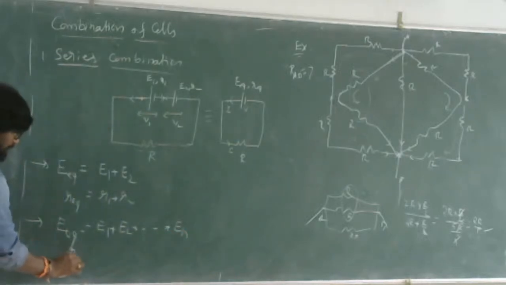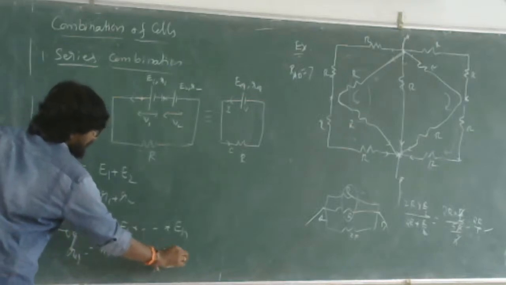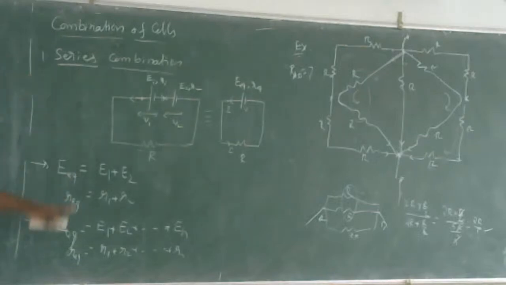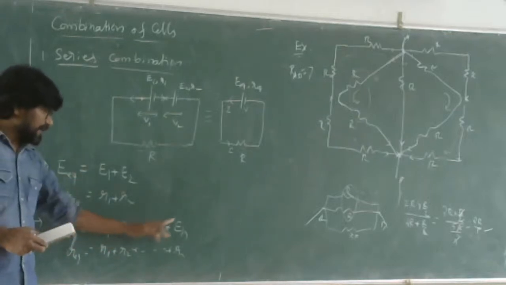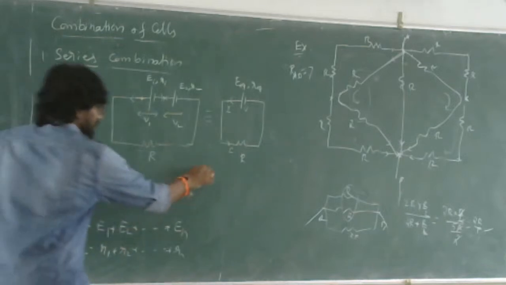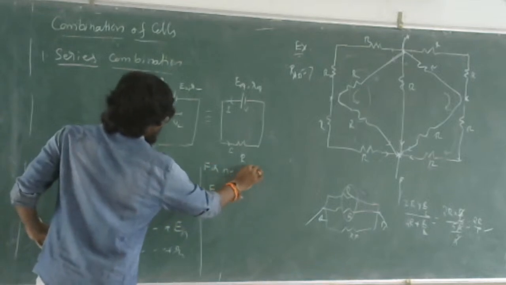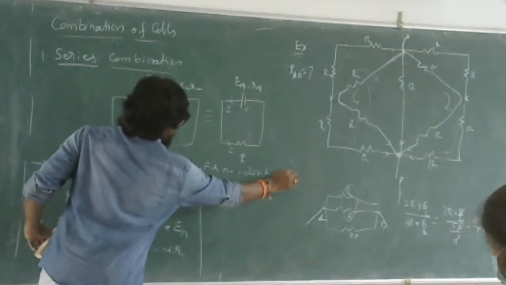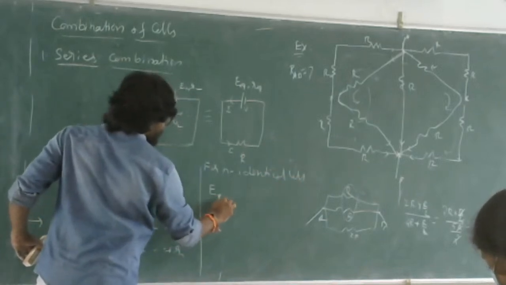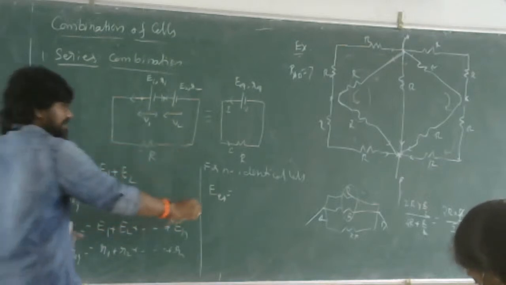Similarly, R equivalent is equal to R1 plus R2 plus so on plus Rn. And if these n number of cells are identical, meaning each cell has the same EMF E and the same internal resistance R, then what will be the effective EMF for n identical cells? E equivalent is equal to E plus E, 2E for 2 cells, 3E for 3 cells, and for n cells, n into E.